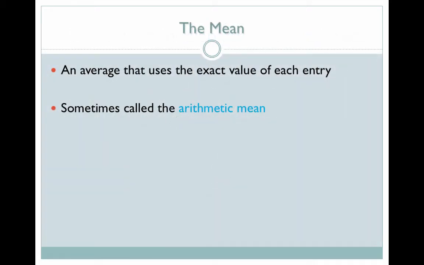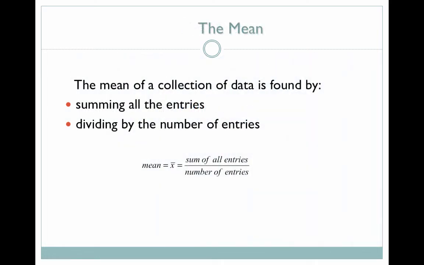Okay, finally we get to the mean, and the mean is what you usually think of when you're asked for an average value. It is sometimes called the arithmetic mean. That's where we add everything together and we divide by the number of entries. So you take each observation you have, you add them up, and then you divide by how many observations you have.